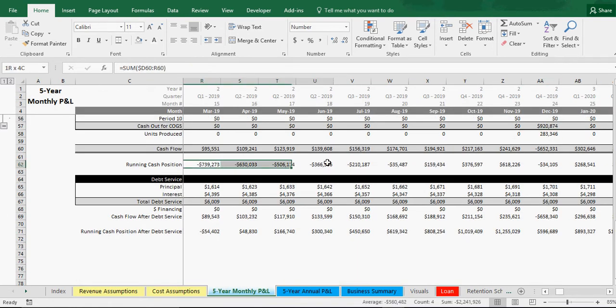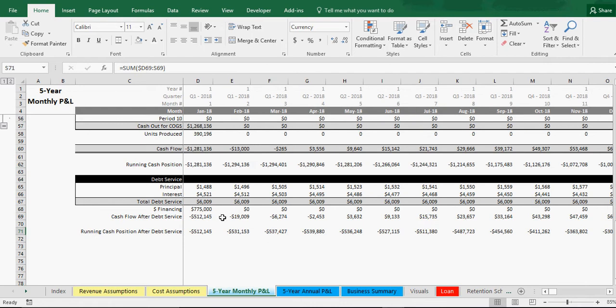So then we've got our running cash position based on that. Here's our debt service that auto-populates and updates with all formulas. Here's our financing amount coming through because it's happening in January. Cash flow, and then running cash position after debt service. So we've got this, and this is going to be important to calculate your leveraged internal rate of return instead of the non-leveraged, which would be based on this.